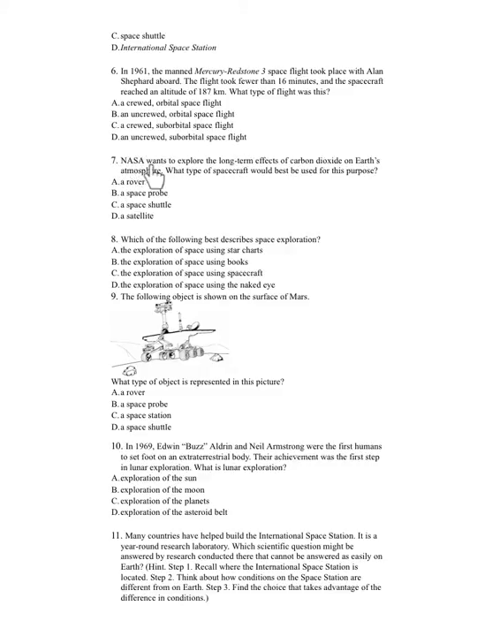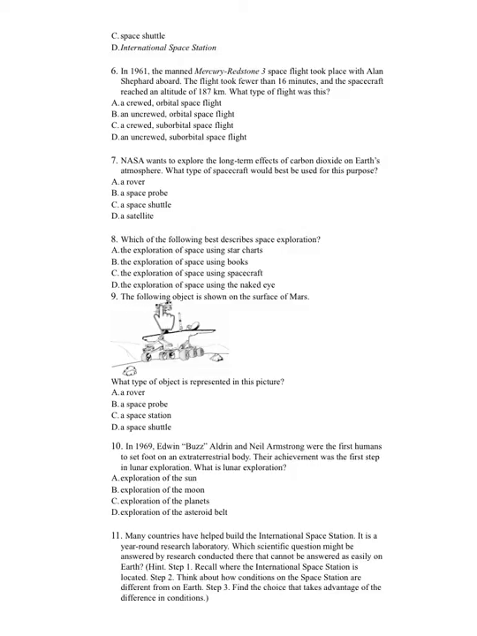Number 7. NASA wants to explore the long-term effects of carbon dioxide on Earth's atmosphere. What type of spacecraft would be best used for this purpose? A. A rover. B. A space probe. C. A space shuttle. D. A satellite. Number 8. Which of the following best describes space exploration? A. The exploration of space using star charts. B. The exploration of space using books. C. The exploration of space using spacecraft. D. The exploration of space using the naked eye.